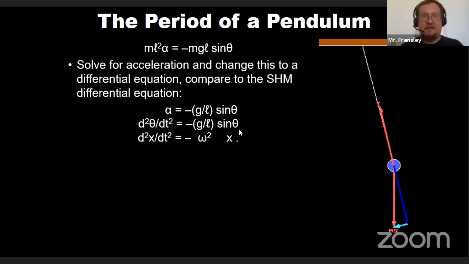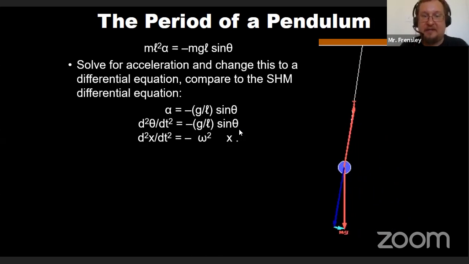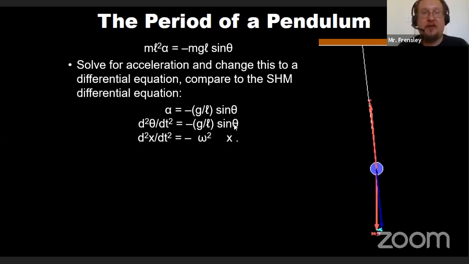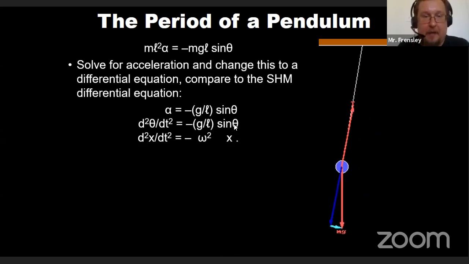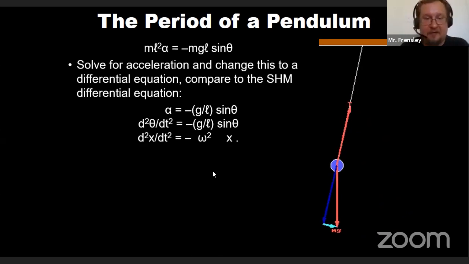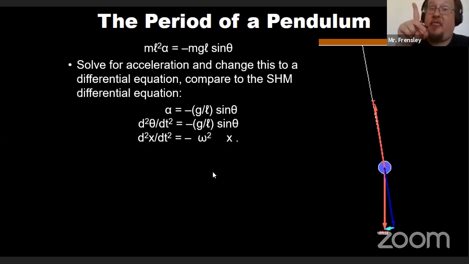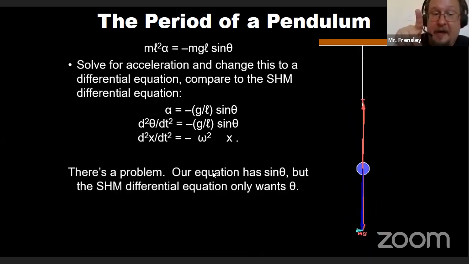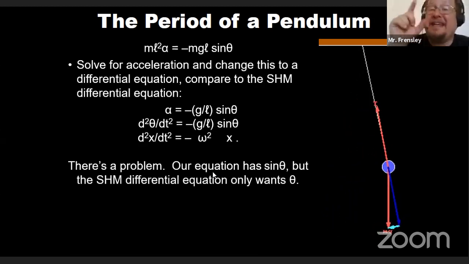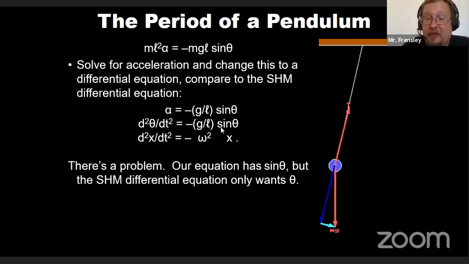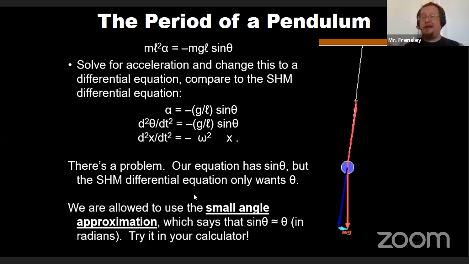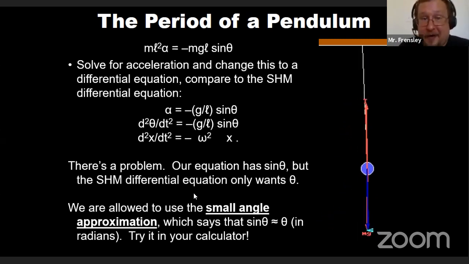You can't say simple harmonic motion if your position is inside a sine, cosine, tangent, log, e, square root, or any other nightmare that you can dredge up out of your pre-cal class. The theta or the x has to be alone by itself, not inside of something. But there's a fix for this. We can change the sine theta into regular theta if we apply something called the small angle approximation.